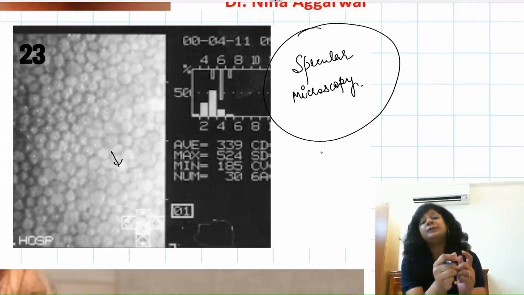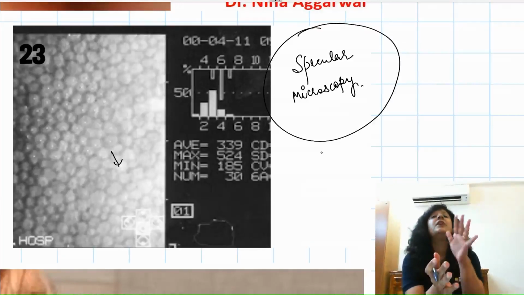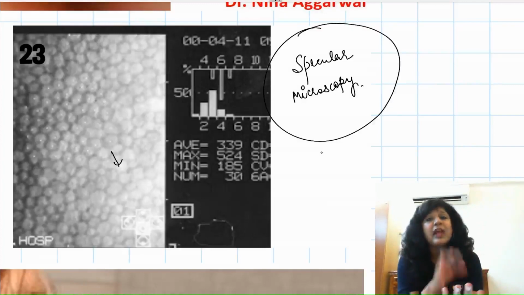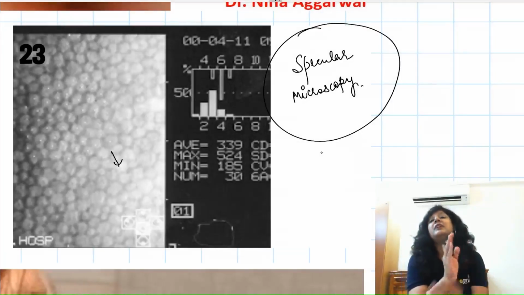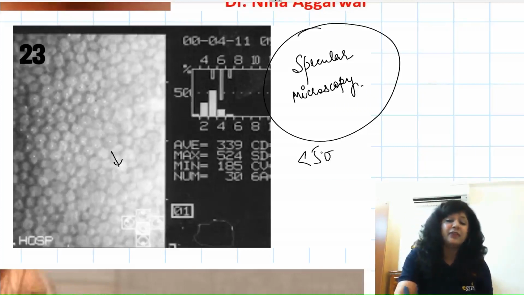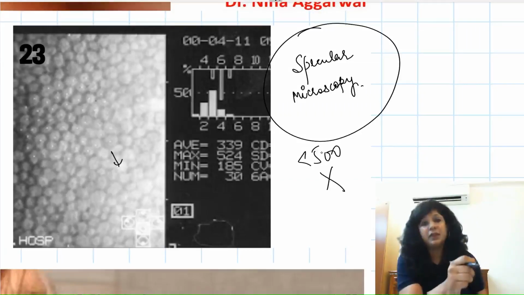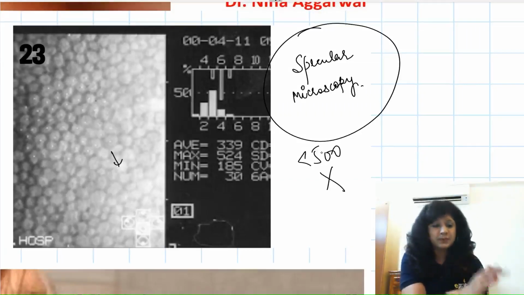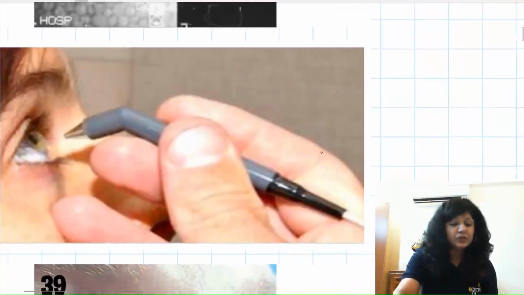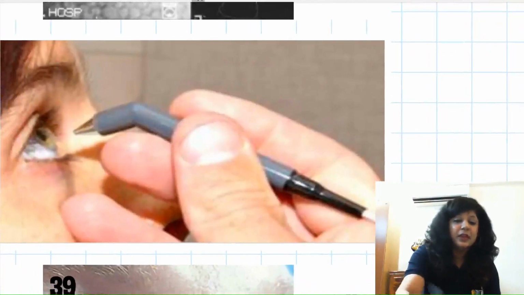Specular microscopy is a prerequisite before doing the corneal transplantation, because in the recipient cornea I will have to check whether the endothelium is working fine or not, it is normal or not, and if the count is less than 500 I will not give this cornea to anybody. Okay, so you have to be very, very specific. This is called specular microscopy. Then we come to another instrument. This is a pachymeter.